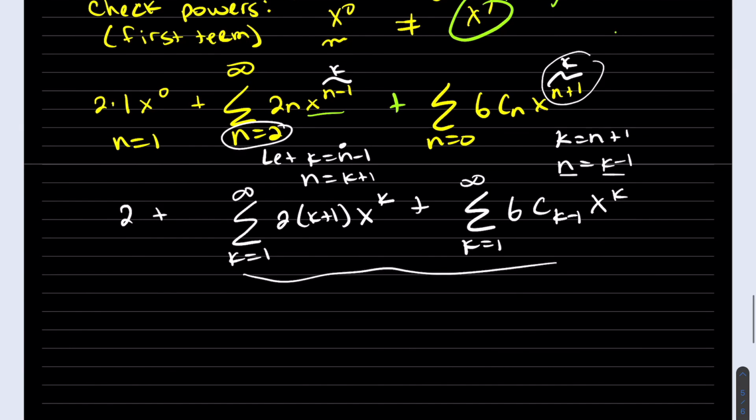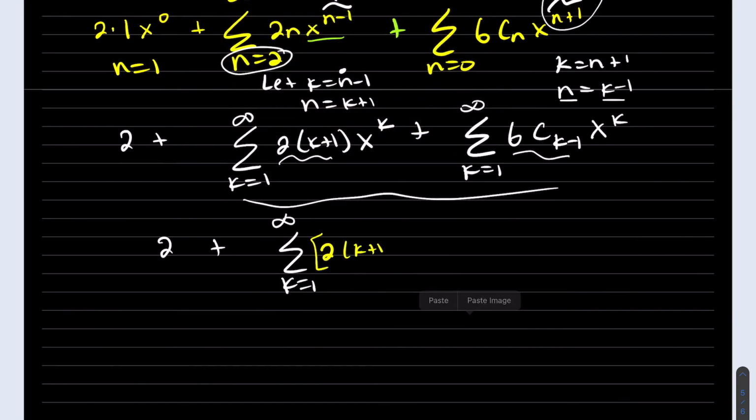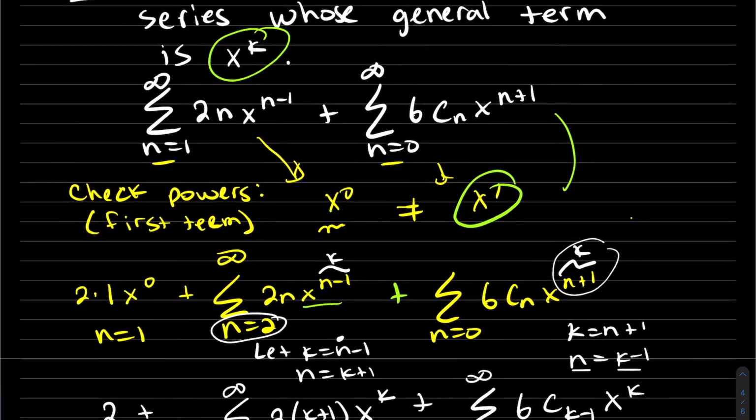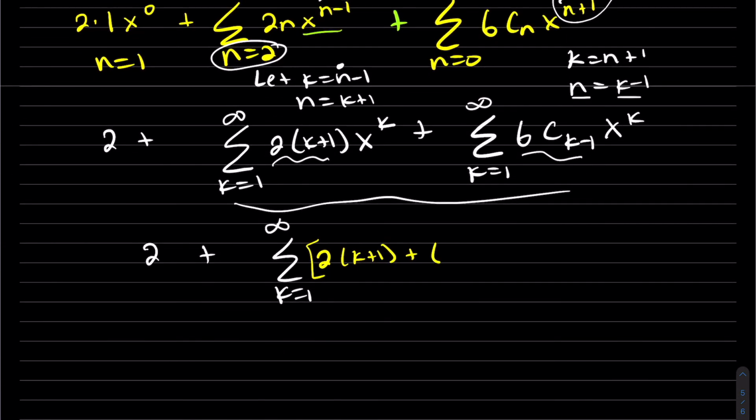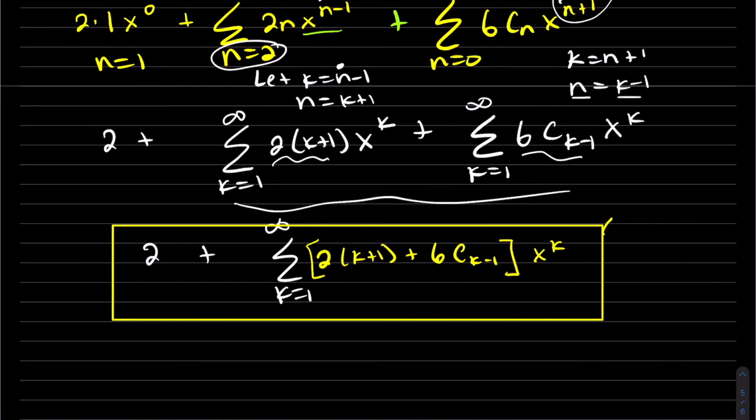Now I gotta actually combine these two, but now we see my index is the same and my power is the same. Pretty nifty, huh? So I'm adding this and this, factor out the x to the k. So I combine them, and that's my answer.